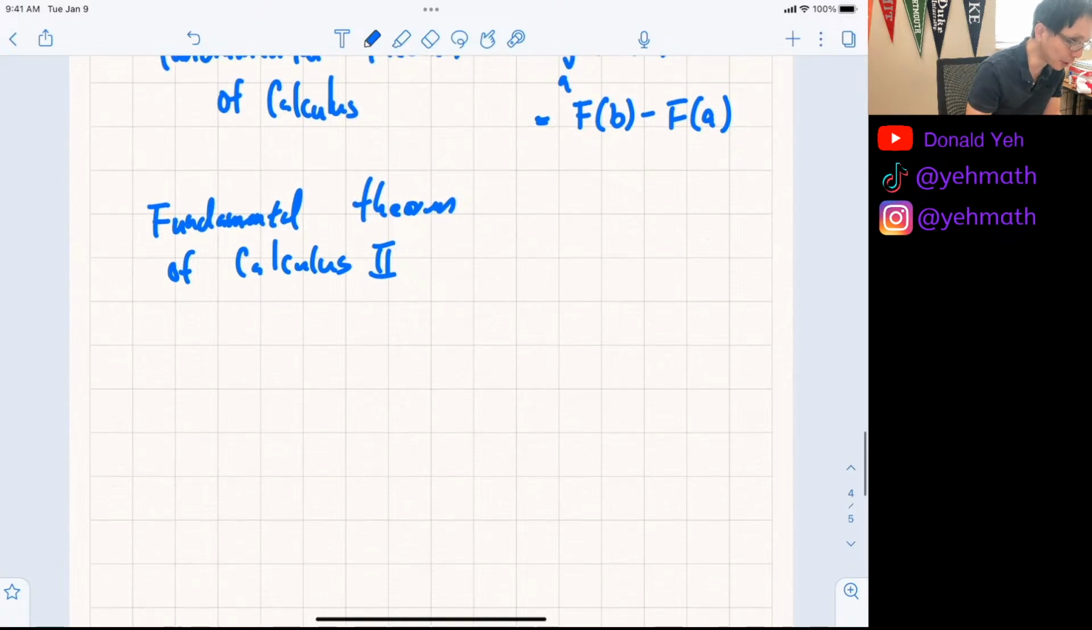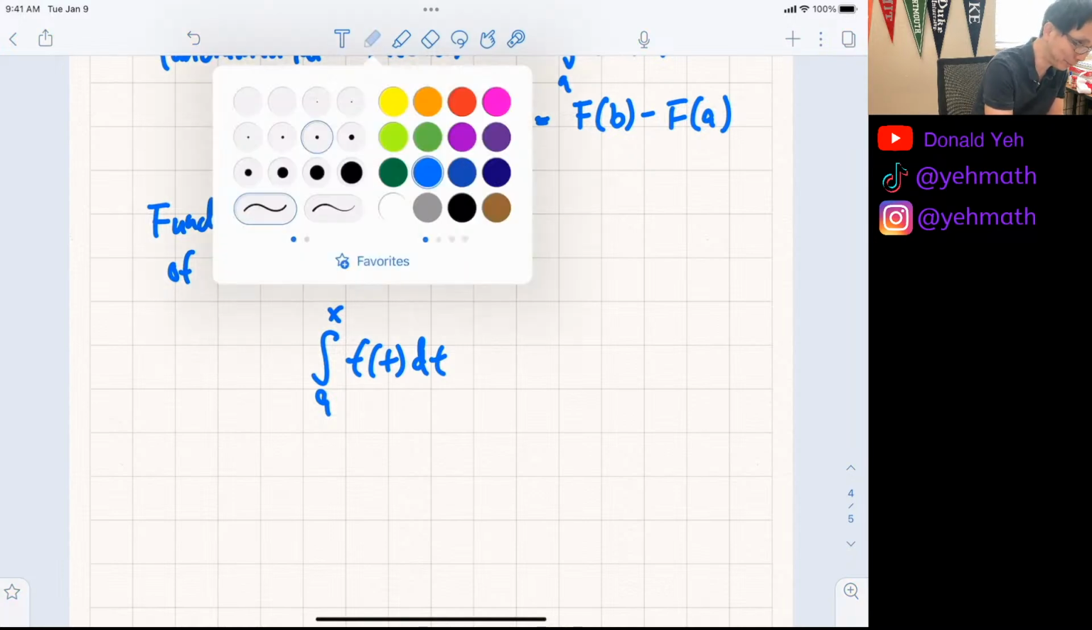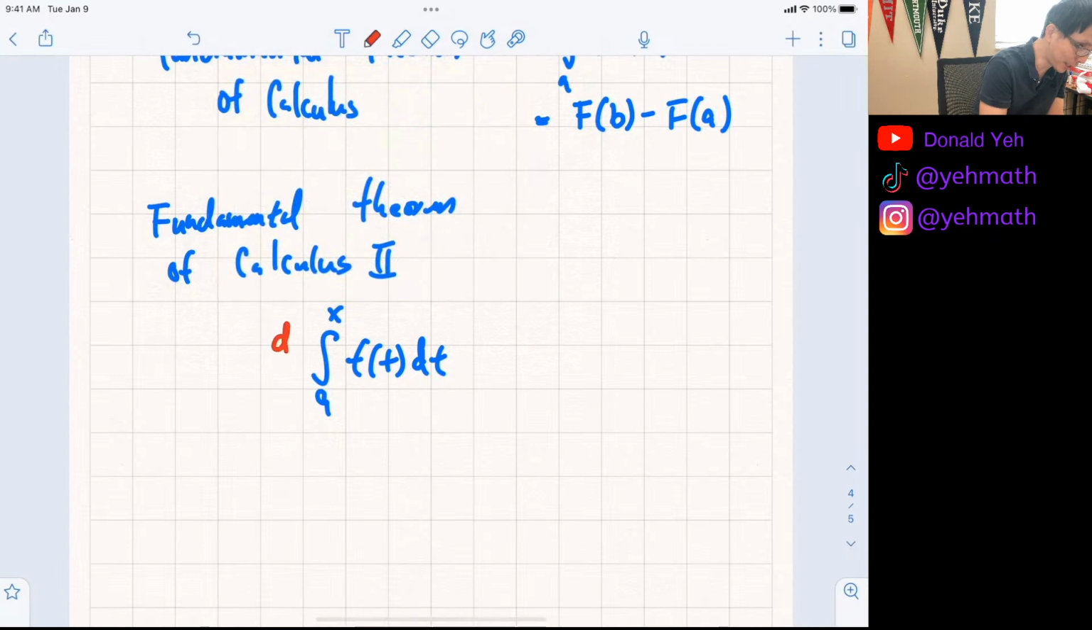Okay, so fundamental theorem of Calc 2. What is fundamental theorem of Calc 2? The theorem is not going to look like a question, because the theorem actually gives you the perfect situation. So if I have the integral from a to x of f(t) dt. Now, why did I choose a different variable? Just because I can. It doesn't make any difference.